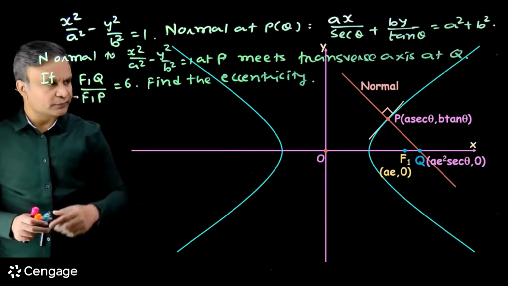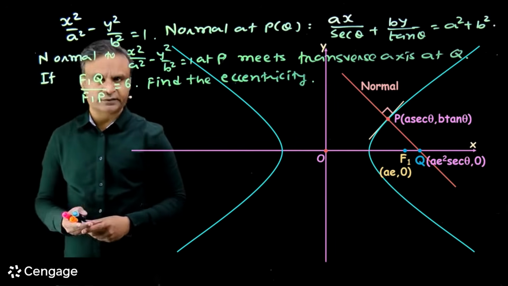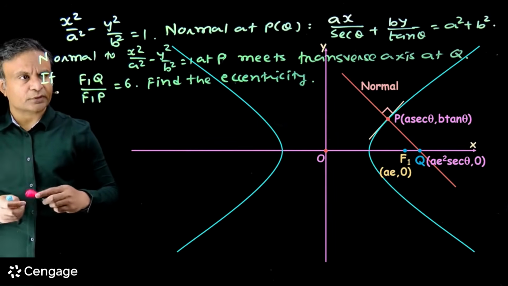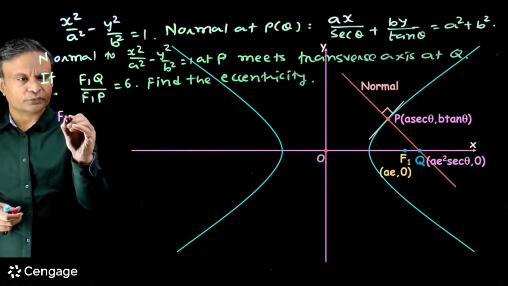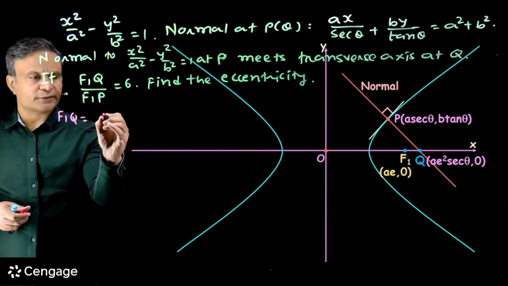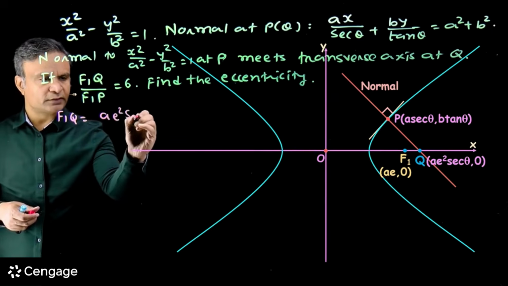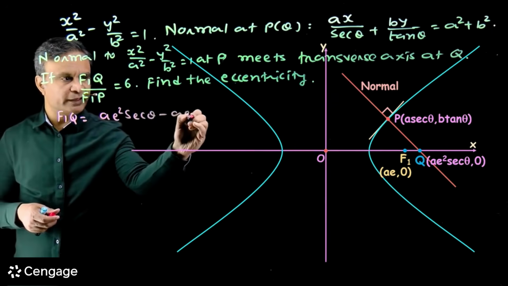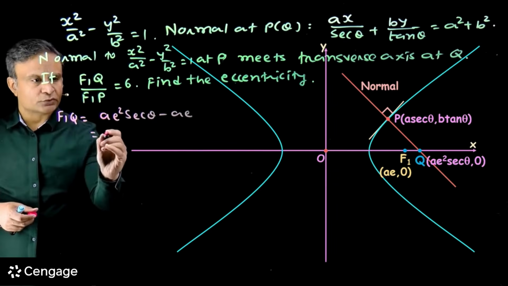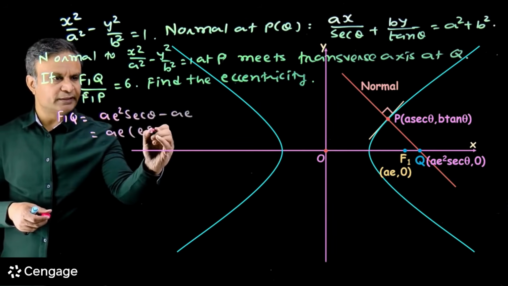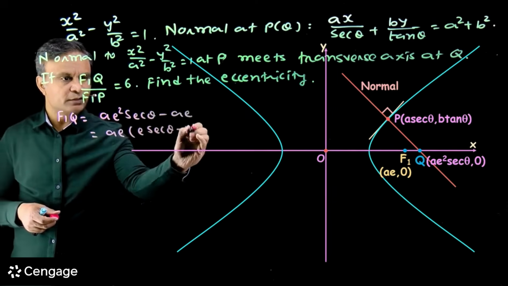Now this ratio is given. Then we have to find the eccentricity. It's simple. What is F1Q? F1Q is a e square secant theta minus ae. Okay. So this is ae multiplied by inside bracket e secant theta minus 1.